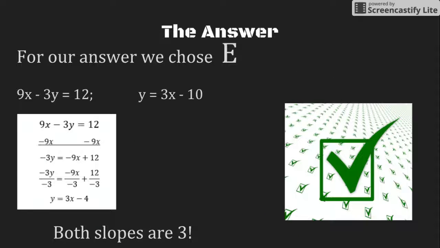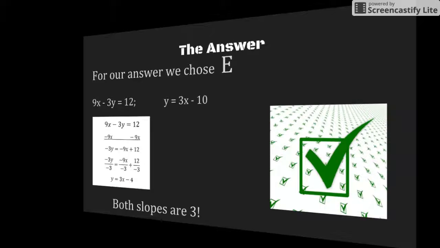The answer to this problem is E because the slopes on both of their equations were 3. We subtracted 9x from both sides and then divided each term by -3. The equation is now y equals 3x minus 4, which shows a slope of 3. The second line is already in slope-intercept form, and the coefficient of x is 3. This means both slopes are equal, so these lines are parallel.